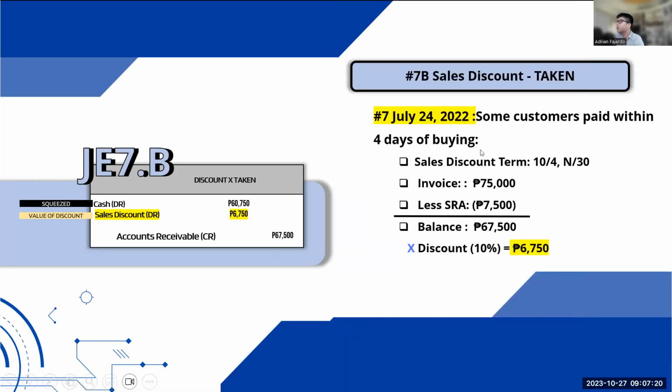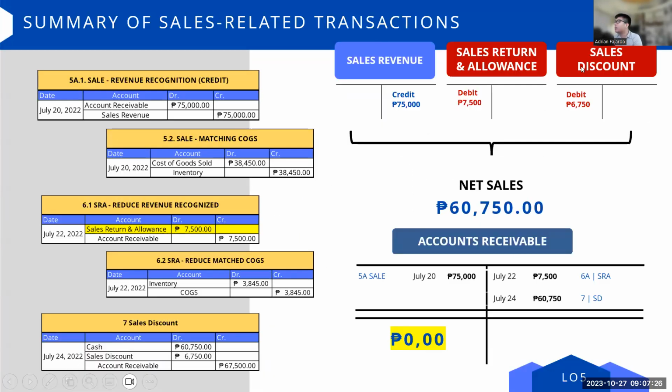And then, basically, sales discount is similar to SRA, is a specialty account that has a normal debit. So, net sales will always be an interaction of these three. And then, ang tatandaan nyo lang is for accounts receivable for every purchase, dapat na-zero out siya. Kasi nakukuha mo dapat yung cash for this particular transaction.